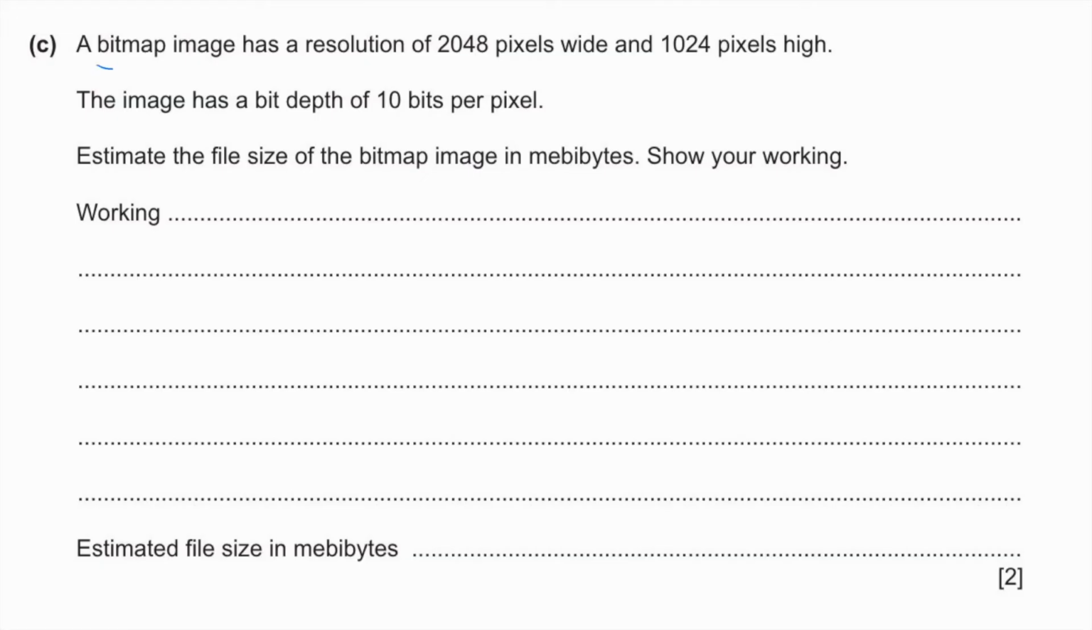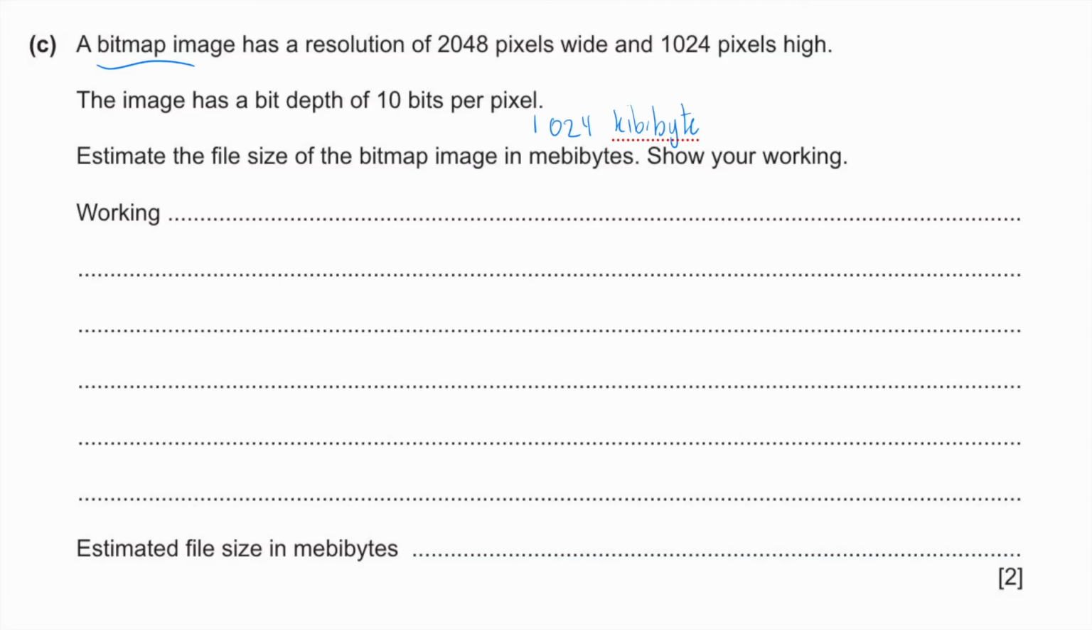So it says right here, a bitmap image has a resolution of 2048 pixels by 1024 pixels. The image has a bit depth of 10 bits per pixel. Estimate the file size of the bitmap image in megabytes. Now remember, 1 megabyte would be 1024 kilobytes, and each kilobyte would be 1024 bytes.